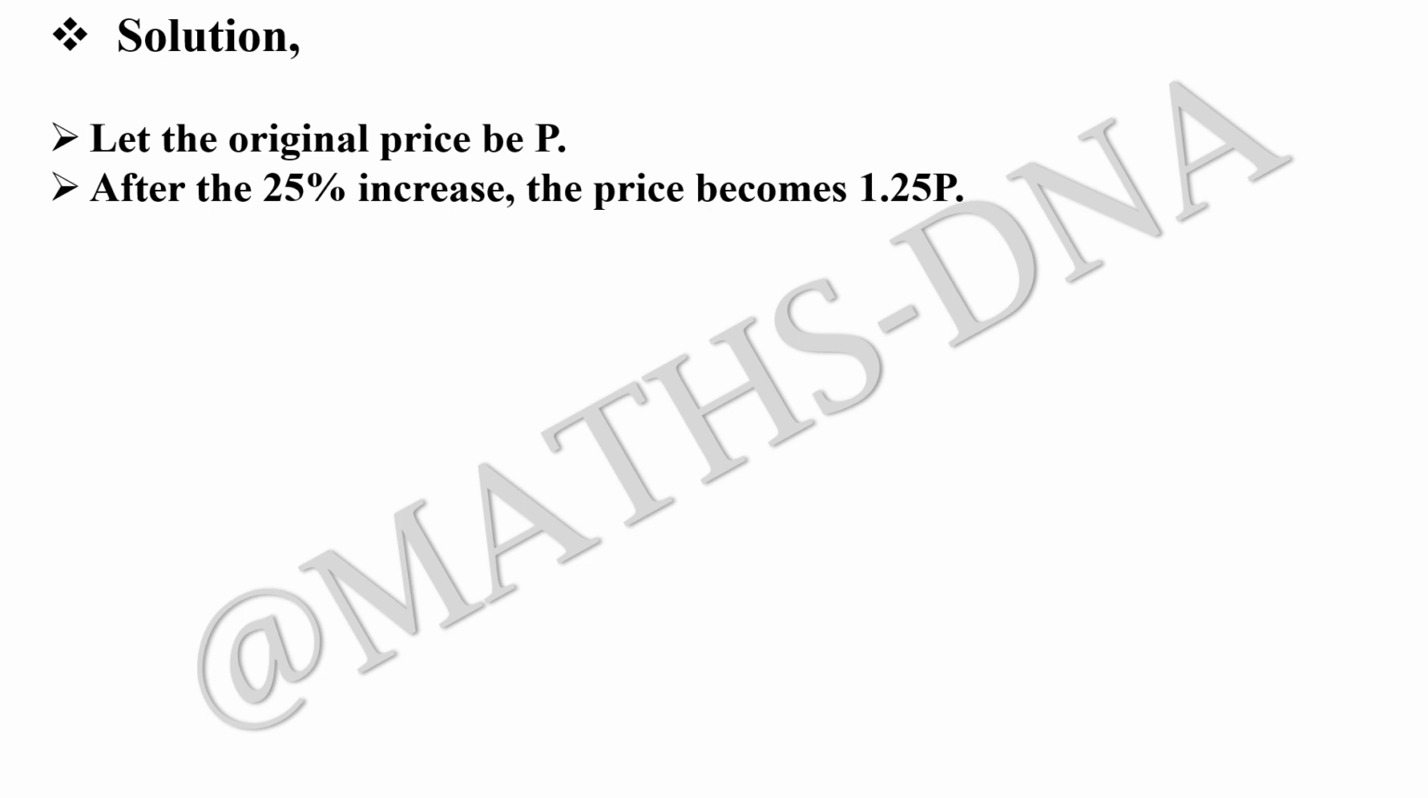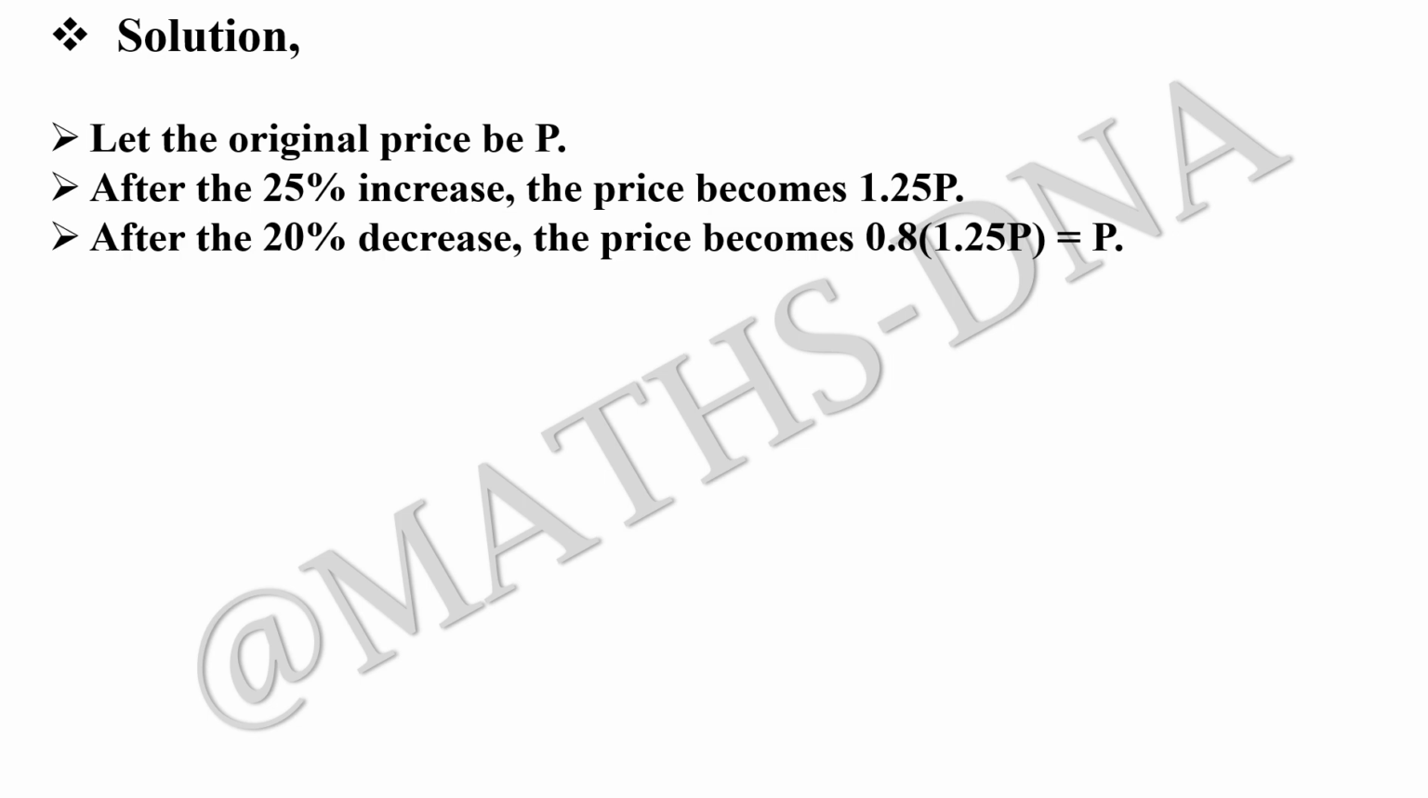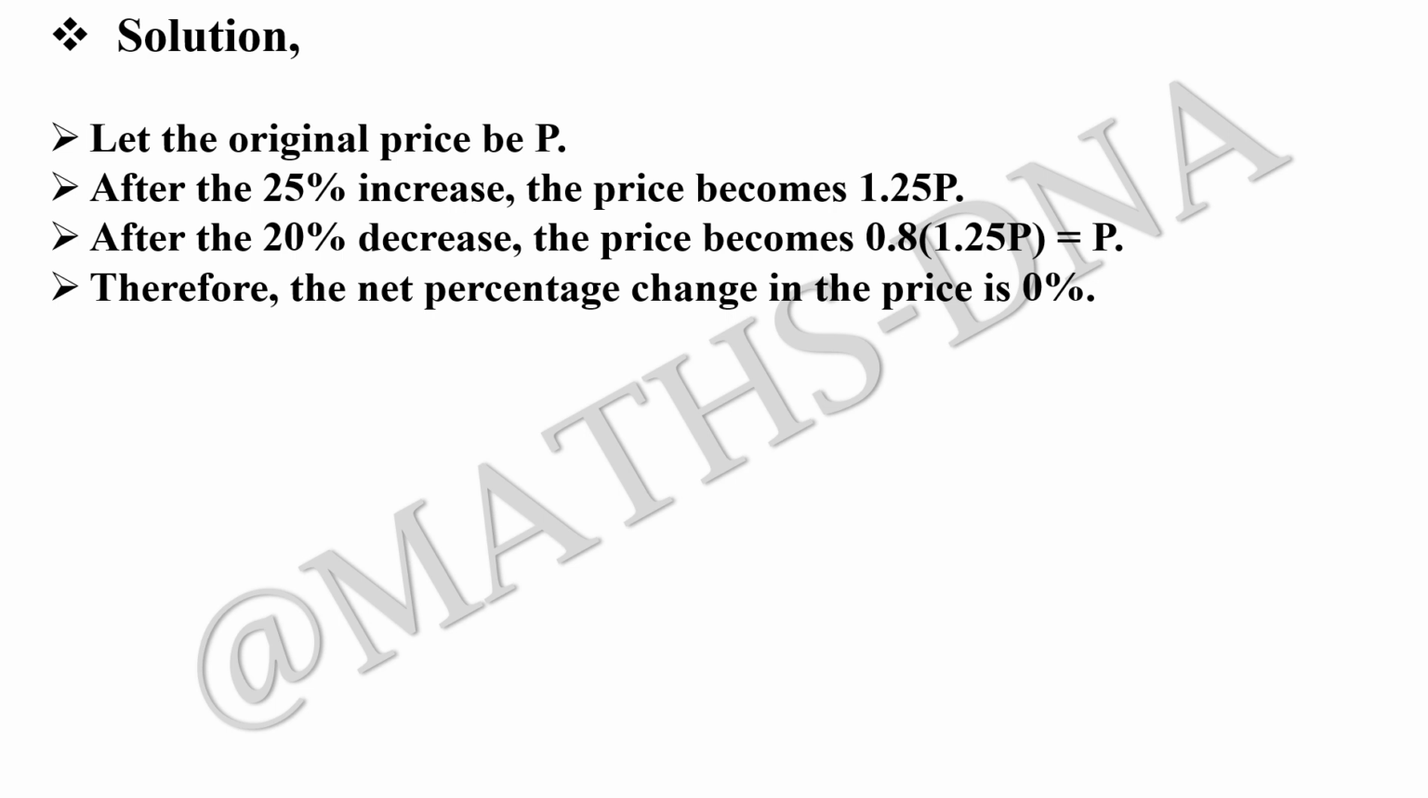First of all, we take the cost price again to be P, then 25% increase, so it will be 1.25P, and then it is 20% decrease, so it will be 0.8 of 1.25P. 0.8 because the price is decreased by 20%, so the price will be 80%, so that is 0.8 into the original price, that is 1.25 of P, and that will be again the original price P. Hence there is no percentage change in the price, so it is 0%, and hence the correct answer is option D, no change.